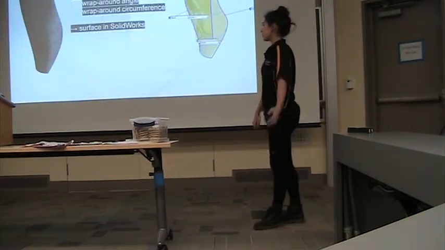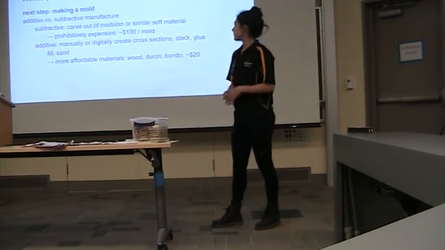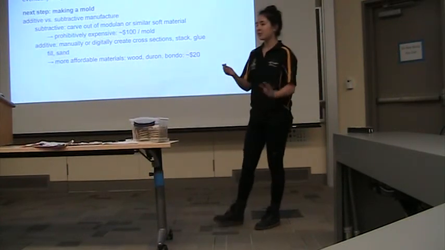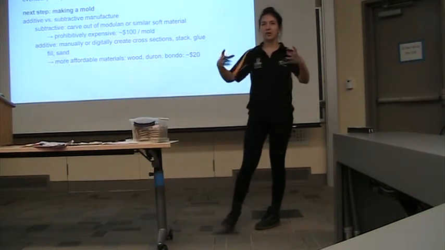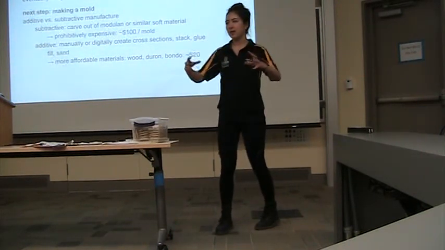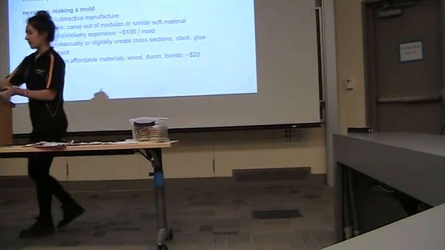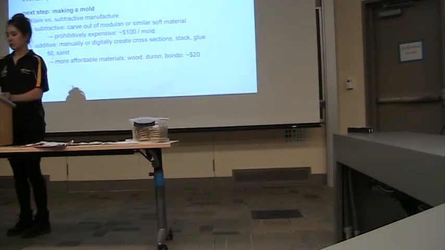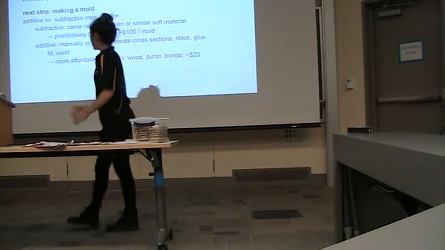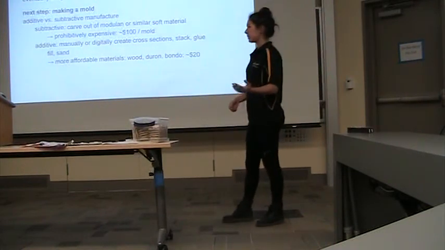In approaching the challenge of making a mold, we thought about first doing additive manufacturing, or subtractive manufacturing. So we'd start out with a large block of Modulan, carve it away until we got the leg shape, and then that would be our mold and we could form over that. But we discovered that Modulan in the size that we needed, which is about yay big, cost us about $100 a block. And so that was just prohibitively expensive. Instead, we turned to additive manufacturing.